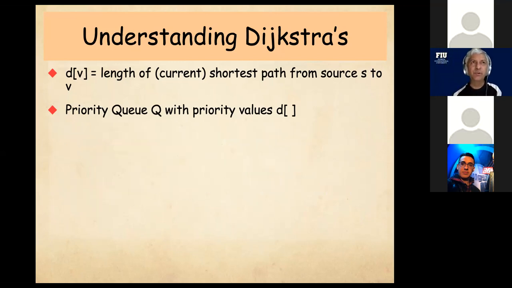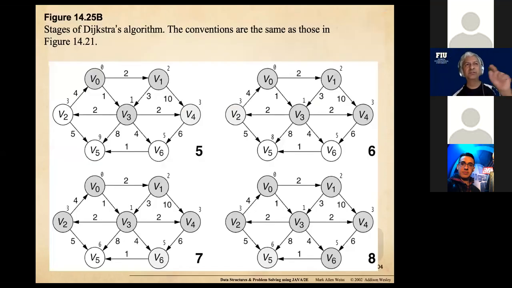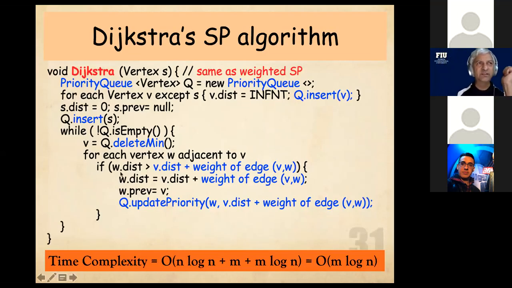Now, it's important to really understand this if statement here. So think of what we have done so far. We started with the vertex S. That's our source vertex. That's the first vertex that we start with. And that has a distance of 0. So that's what it says here. S dot distance is 0. So the distance from the source to itself is 0. No big deal.